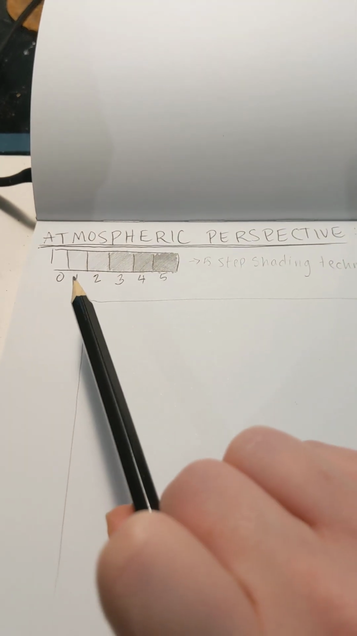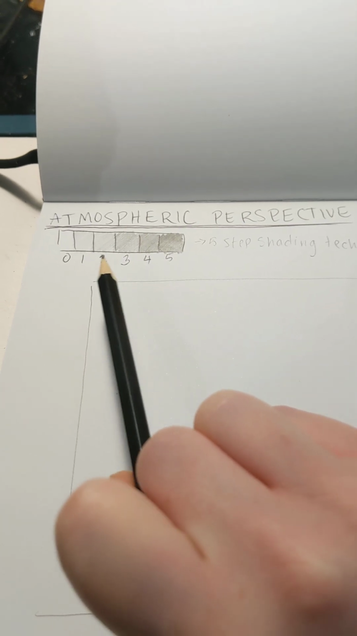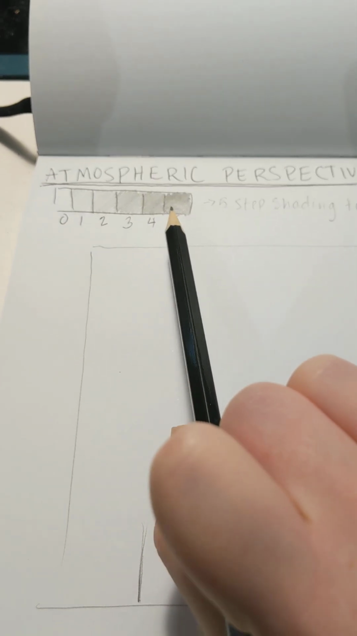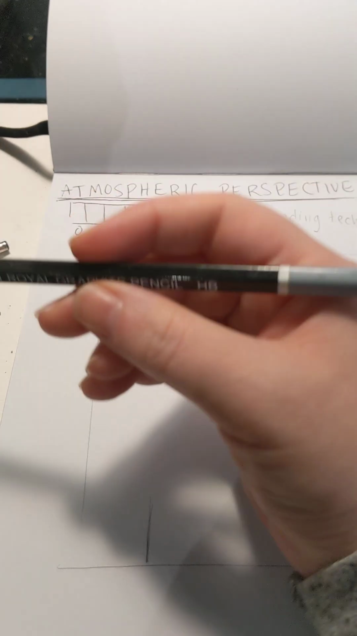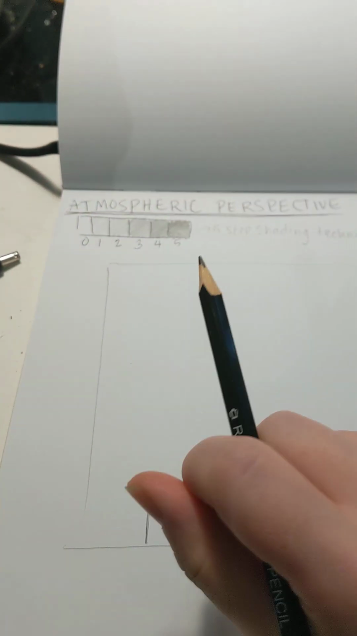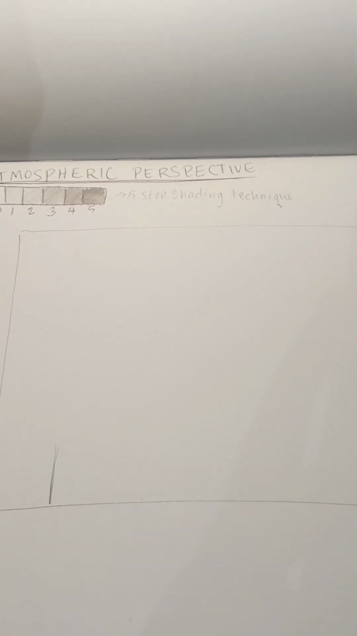So I'm going to encourage you all to start by creating a value scale of 0 to 5, 0 being white, and then 5 being the darkest value possible with whatever material you are using. I'm using just a regular HB pencil, so most number 2 pencils, by the way, are in fact HB. So I'm going to go ahead and get started here, and I'm going to take a quick pause.